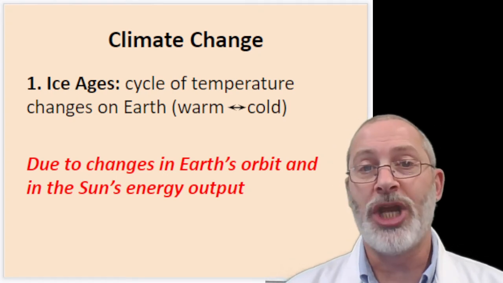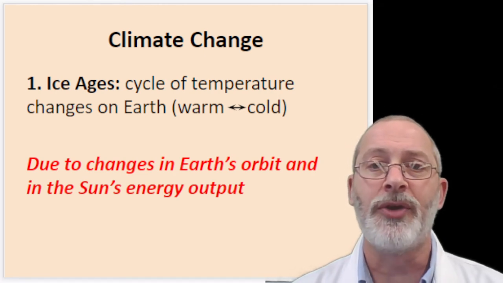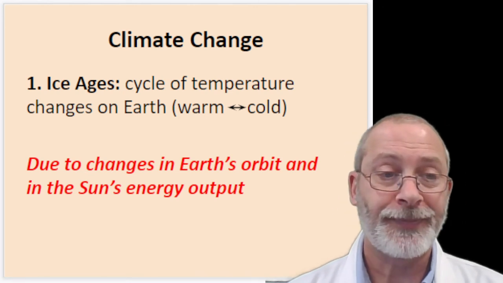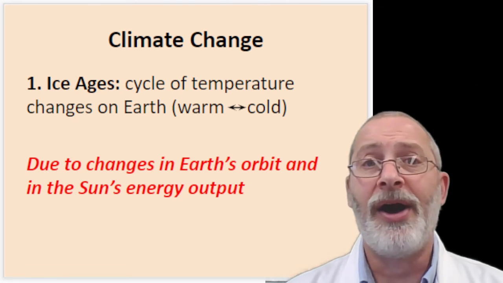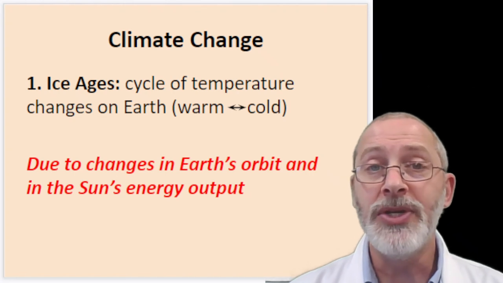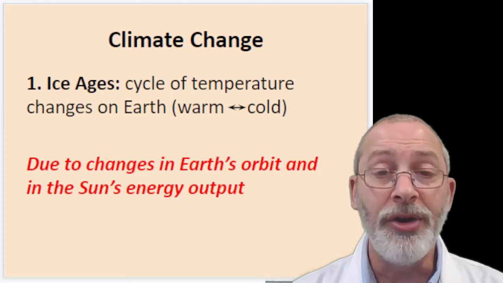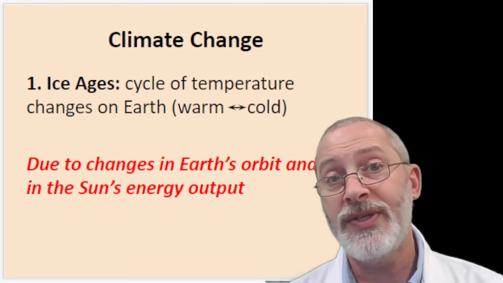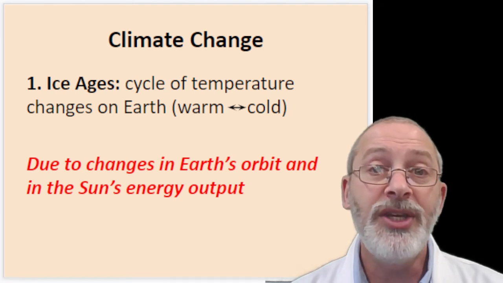And natural climate change, which includes ice ages, is due to changes in the Earth's orbit and in the sun's energy output. These are cyclical, which means they are predictable. They happen every so many years. And if you study the geologic history of the Earth, you know that we have experienced a number of ice ages and interglacial periods over the course of Earth's history.